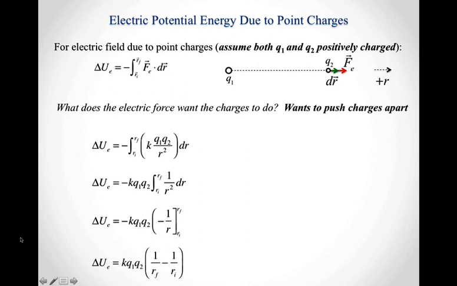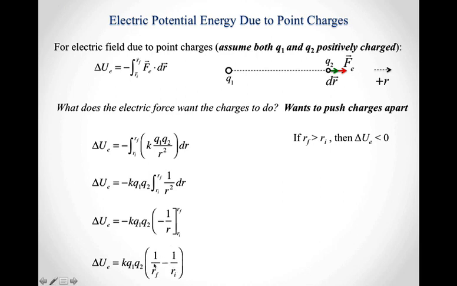So when I do that, I'm left with this final answer that says the change in the electric potential energy is equal to k q1 q2 times this term in parentheses, 1 over r final minus 1 over r initial. So if I think about that r final and r initial, if I move away, that means r final is greater than r initial. So I've moved to some larger distance than where I started. R final is greater than r initial. That means 1 over r final is less than 1 over r initial.